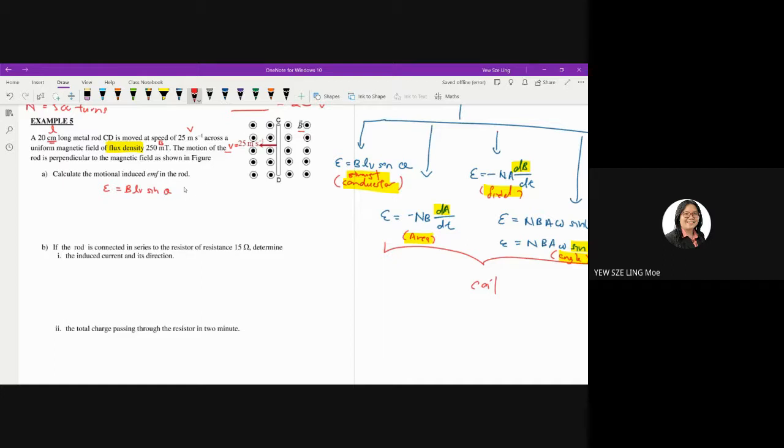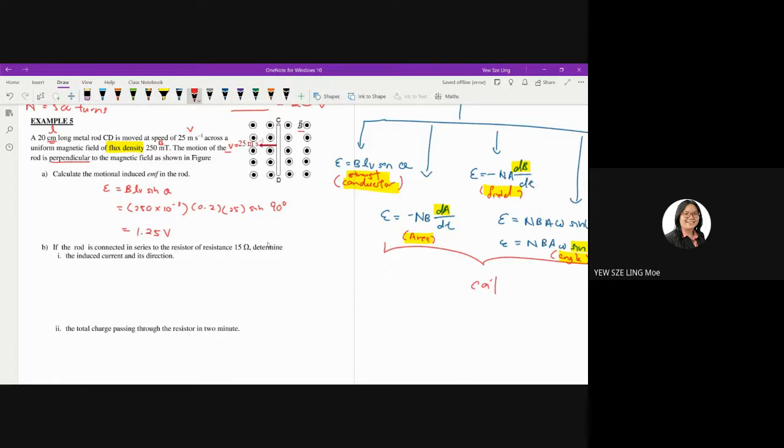So it is equal to 250 times 10 to the power of -3, length is 0.2 meter, velocity is 25, sine of the angle between V and B. According to the question, they are perpendicular, so this is 90 degrees. Therefore, the EMF that you have right here is equal to 1.25 volt. The induced EMF, according to the question, is 1.25 volt.